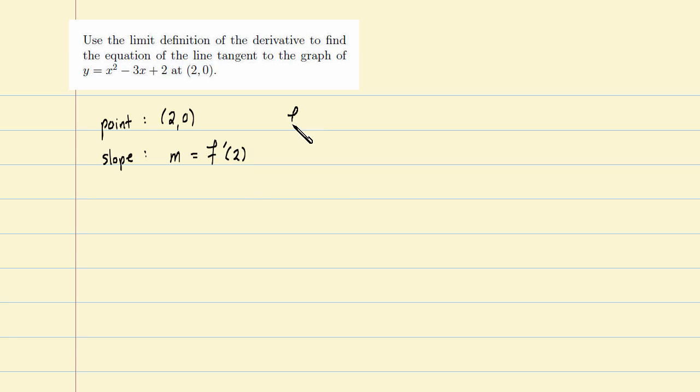Presuming, of course, that my function is this guy right here. f of x is x squared minus 3x plus 2. So we just need to find the derivative and then plug in 2. Now notice in the question here we're asked to use the limit definition of the derivative. No other tricks to find it. So maybe we need to recall what the limit definition of the derivative says.